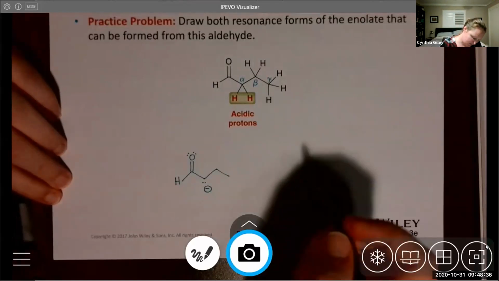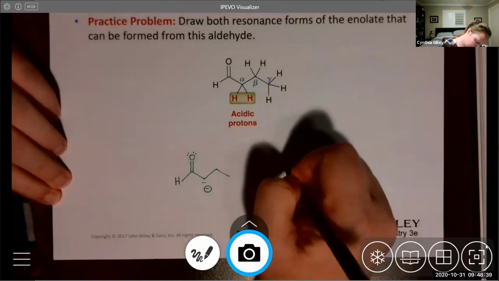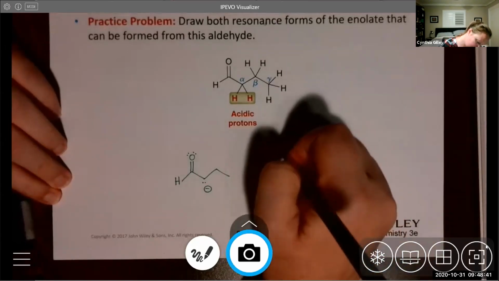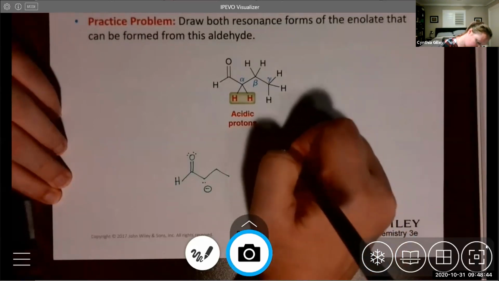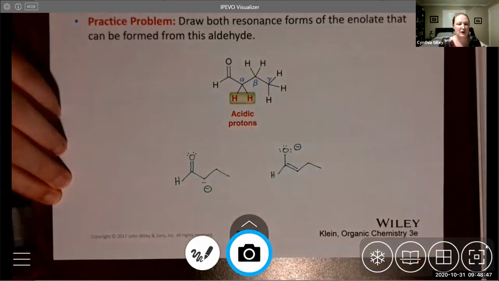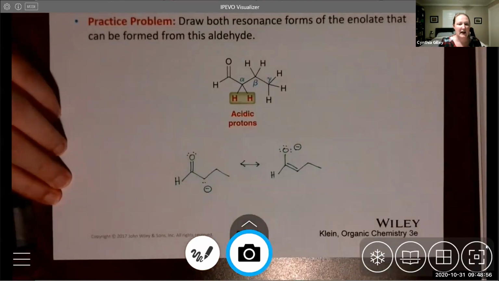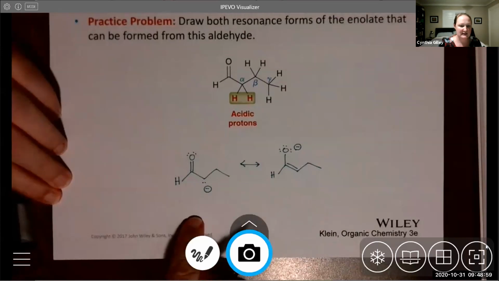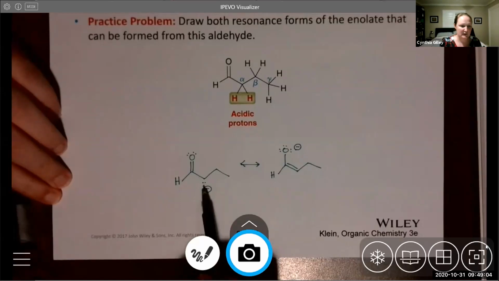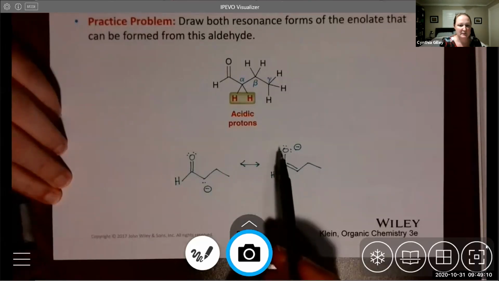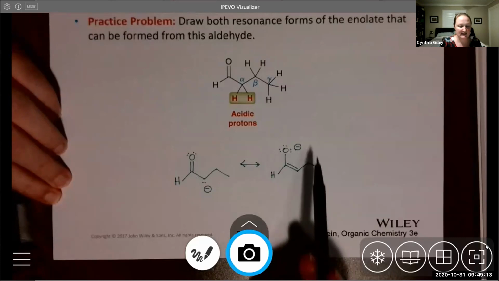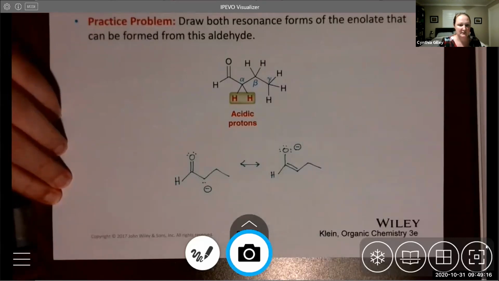And the other resonance contributor moves the lone pair and the negative charge to the oxygen. So these are the two resonance contributors, and it doesn't matter which one you use when drawing mechanisms. The difference is when you're doing a nucleophilic attack, with this one, it would only involve one arrow from this substrate, and then we would need two arrows to do a nucleophilic attack on the substrate from this resonance contributor.